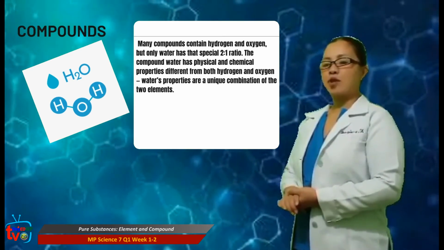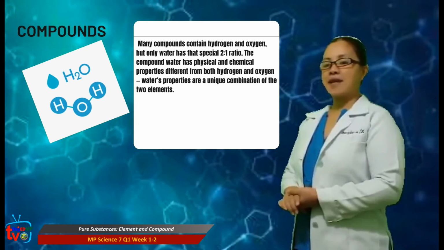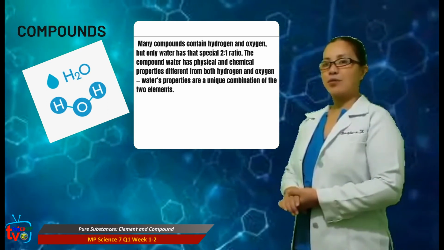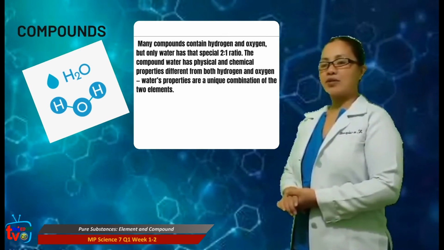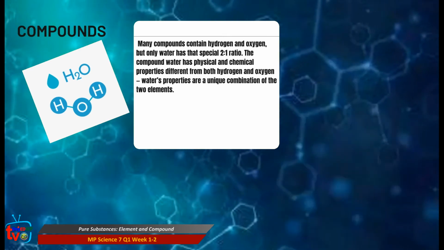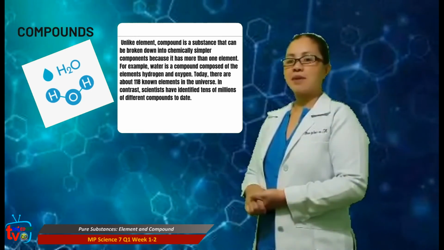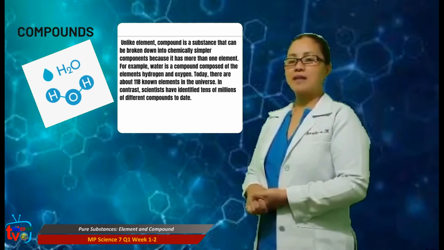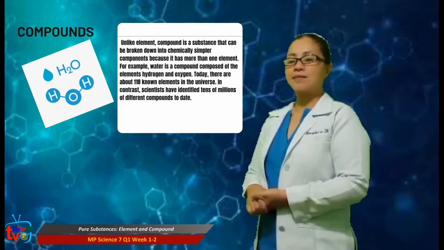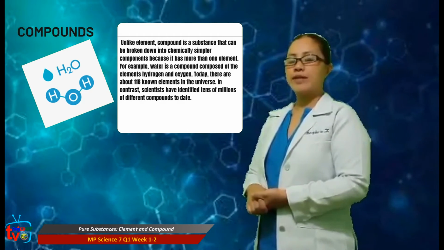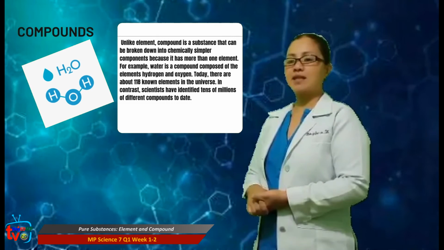The compound water has physical and chemical properties different from both hydrogen and oxygen. Water properties are a unique combination of two elements. Unlike element, compound is a substance that can be broken down into chemically simpler components because it has more than one element. For example, water is a compound composed of the elements hydrogen and oxygen.